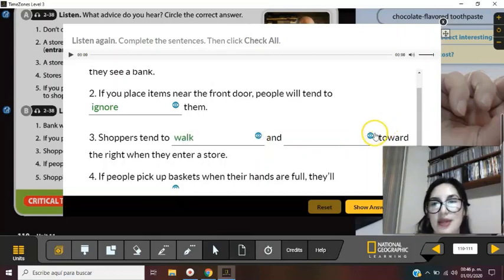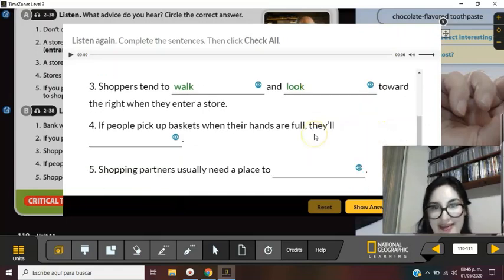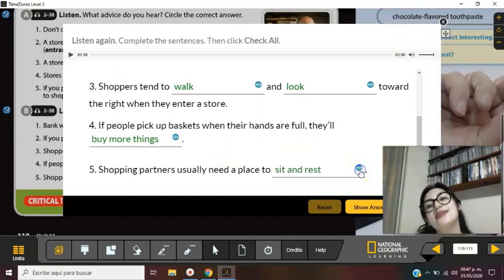Come on, walk. I'm sorry, it got stuck. Look, okay. If people pick up baskets when their hands are full, they will buy more things. Exactly, that usually happens to me. That's why I don't like baskets. Shopping corners usually need a place to what? To sit and rest. Yes, you will see that with your dad or with your boyfriend or with your brothers. That usually happens with brothers.